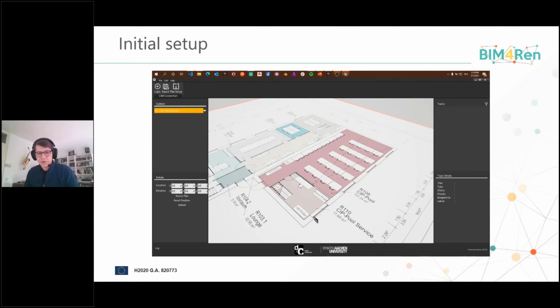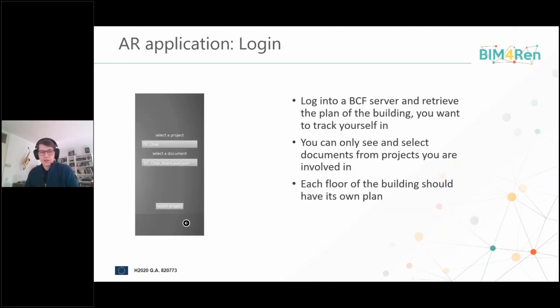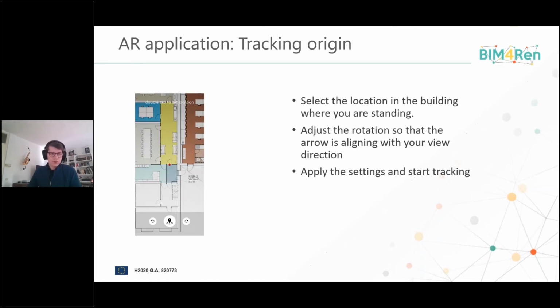So as soon as you've scaled the plan, so it's in a 1-to-1 scale, we upload it to the BCF server, and now we can use it on our mobile application. And here on our mobile application, first of all, we have a BCF server, so we have to log into the server. And here we can select a project we want to track ourselves in, and a document. With document in this case is meant the floor plan or the part of the building we want to track ourselves in. As soon as you have selected these, we can go to this next view, and here we have to choose our initial position on the 2D plan in the building.